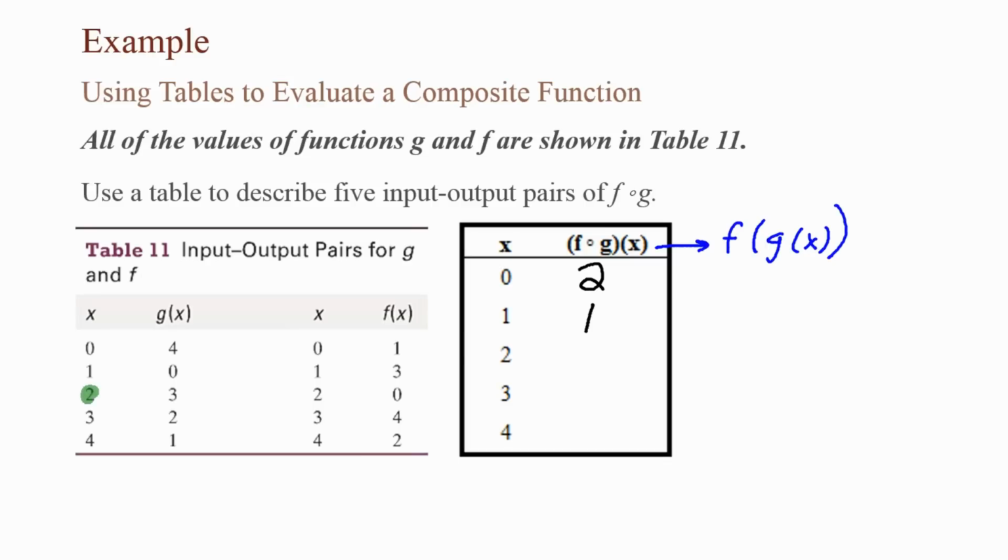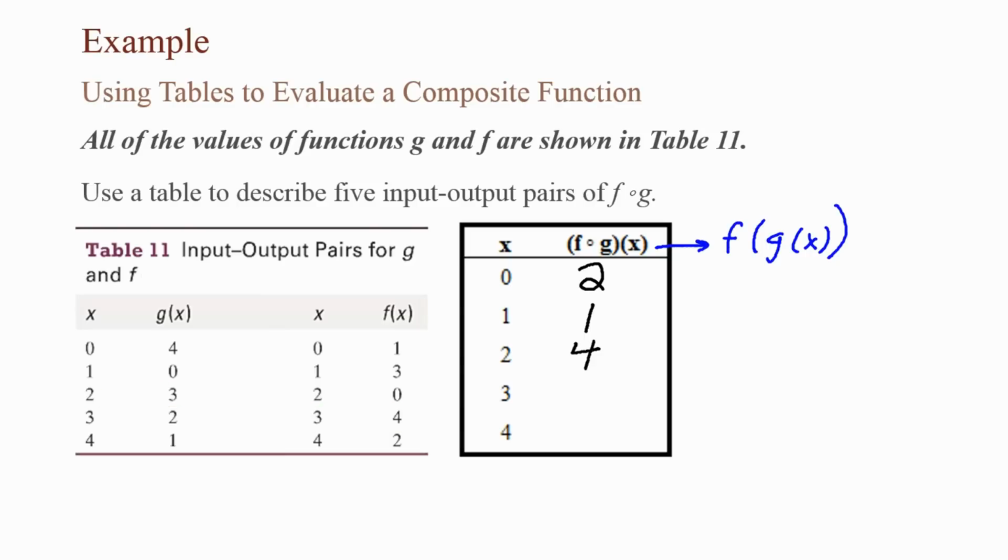Now going to 2, if my input is 2, my output for g of x is 3. So I need to find 3 for an input for f of x. So if I input 3 in my f of x, I get an output of 4. So for an input of 2, my output is 4.